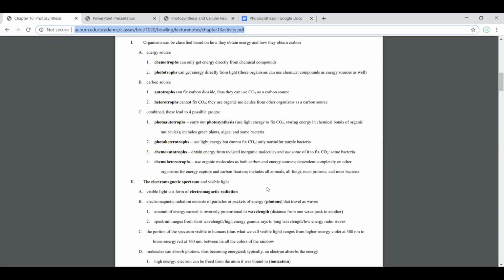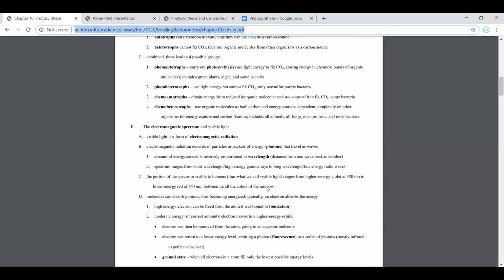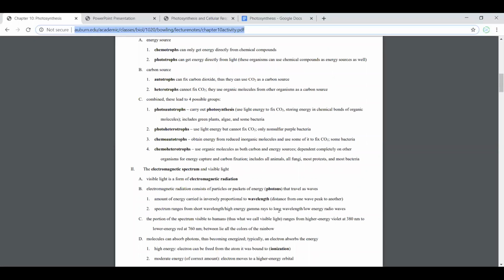And then chemoheterotrophs. They use organic molecules to get energy, and they also need other organisms to eat so they can get those macromolecules. So we are chemoheterotrophs. All animals are chemoheterotrophs. Fungi are chemoheterotrophs, and so are some protists and bacteria. Okay, so those are how organisms get energy.